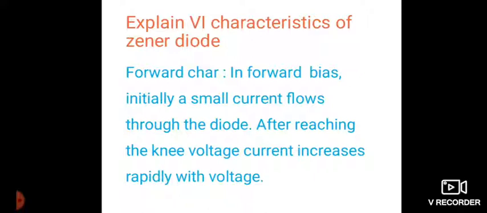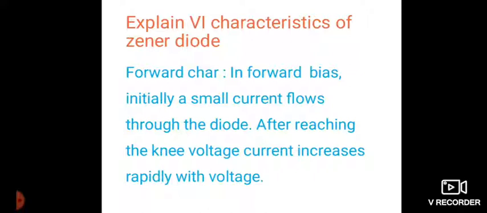Then, next coming to the Zener diode. What is a Zener diode? The Zener diode is similar to the diode, the only difference being that the Zener diode has a very sharp breakdown voltage. During the reverse bias, when the breakdown voltage is reached, the voltage remains constant and the current increases rapidly. Voltage remains totally constant. So here also there are two types, forward bias and reverse bias.